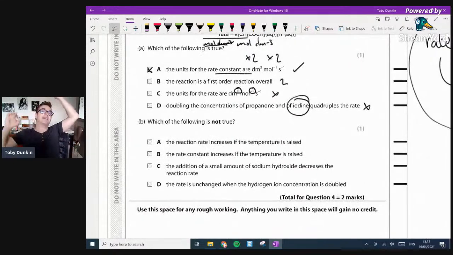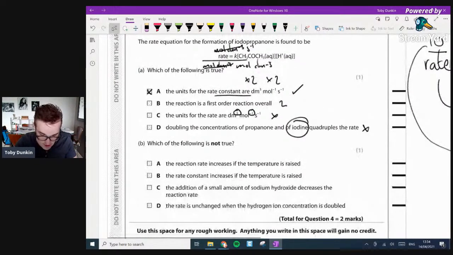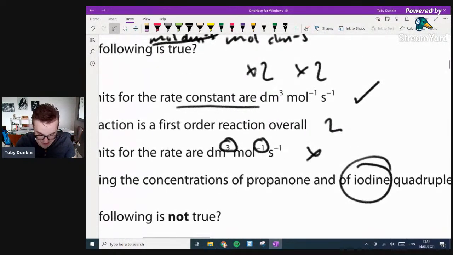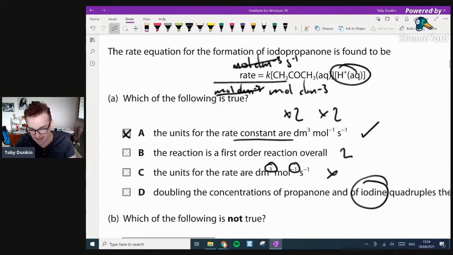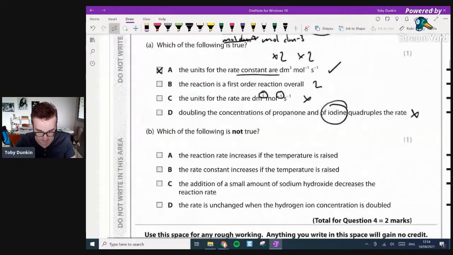Do you know what? That's a fascinating point, isn't it? I've just wasted a whole load of time on that question purely because of a misreading. I'm so glad I spent a little bit of extra time on it to solve that. It would have really irritated me. Iodine's not in the rate equation. That's H plus, not iodine. Oh, that's clever. So it would only double it.